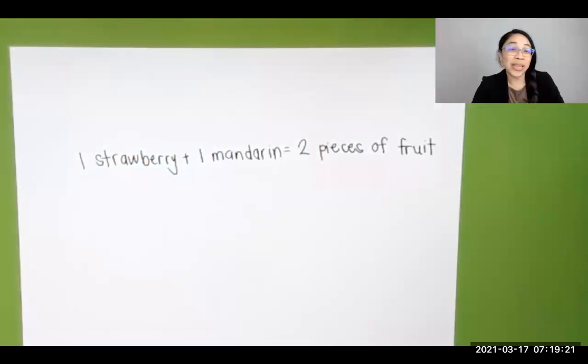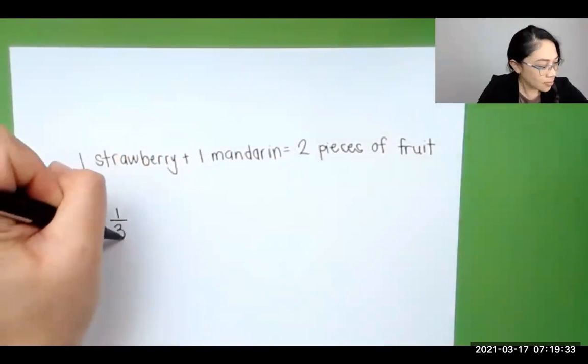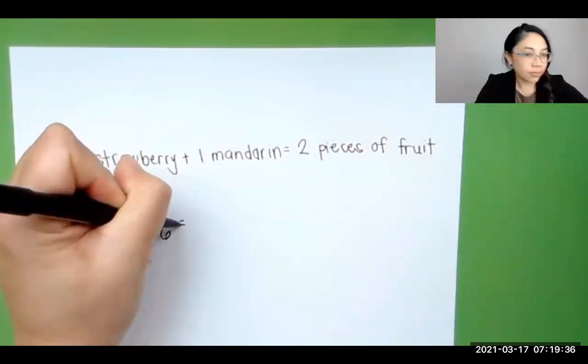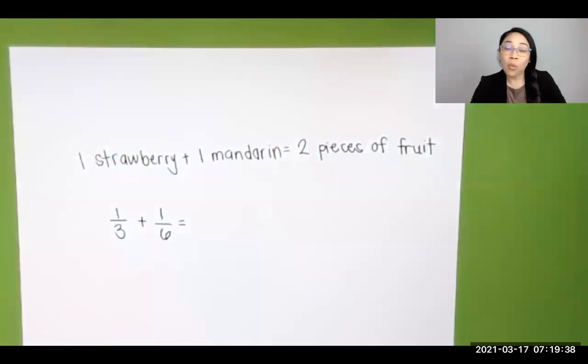In this instance, we had to rename to find a way to name the strawberry and mandarin as the same unit. Let's now try this with fractions. Here we have 1/3 plus 1/6. Again, the units are different. And if the units are different, we can't add the fractions together. What we can do is decompose to make like units.